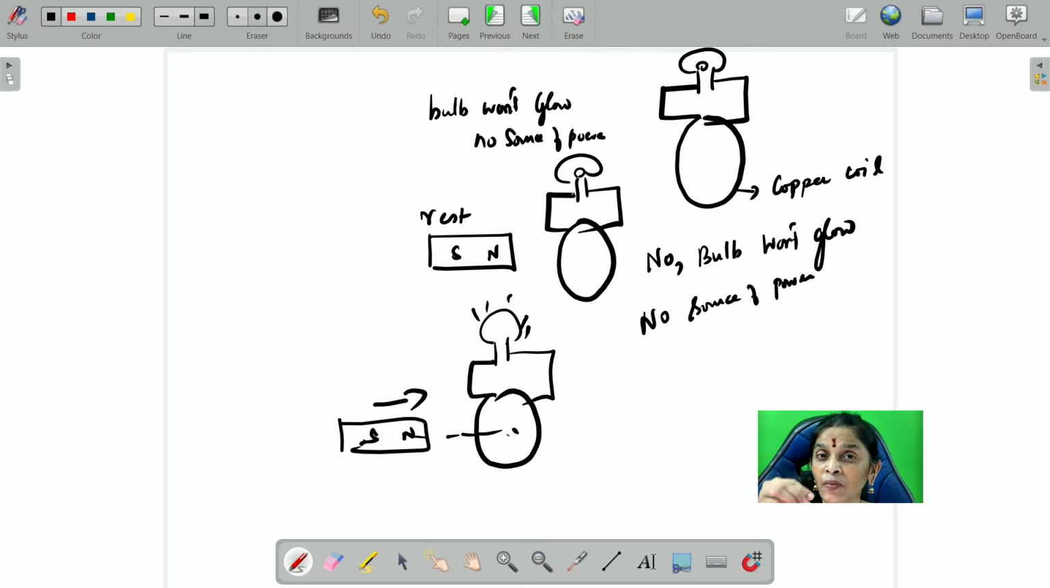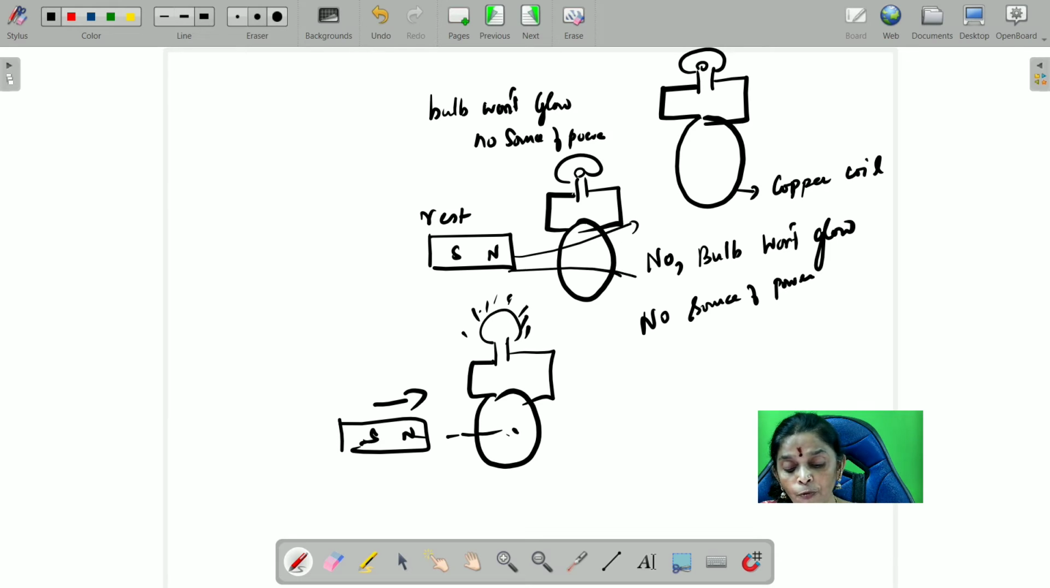Whenever the bulb is connected to a coil and the magnet is kept stationary, there is no glowing of the bulb. There is no power. But when the same magnet is brought into the coil or away from the coil, he found that the bulb started glowing, which shows that current is induced. Current is produced. How come the current is not produced when the magnet is at rest?